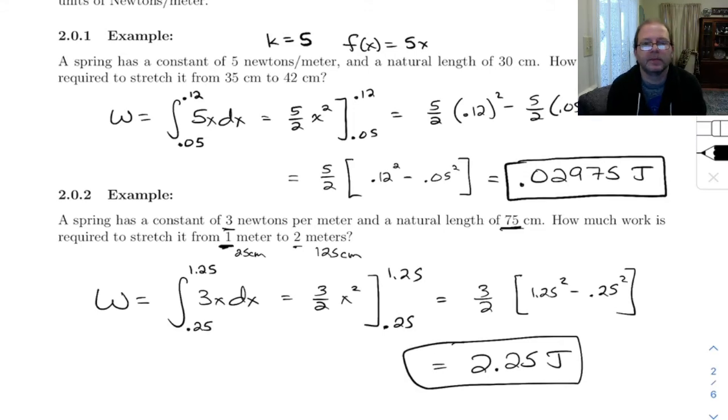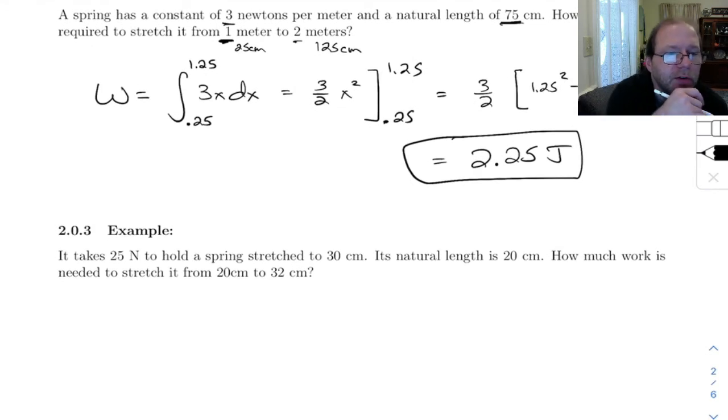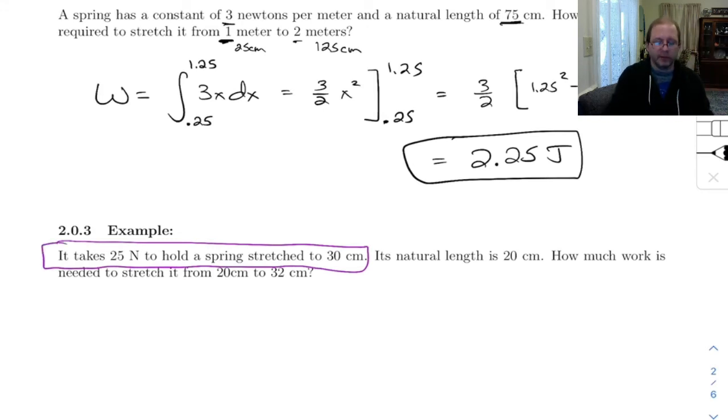All right, let's look at the next one. This one's a little different because they don't tell us the spring constant. They say it takes 25 newtons to hold a spring stretched to 30 centimeters. Its natural length is 20 centimeters. How much work is needed to stretch it from 20 to 32? Okay, so first up, what we need to do is use this bit of information here to find the spring constant.